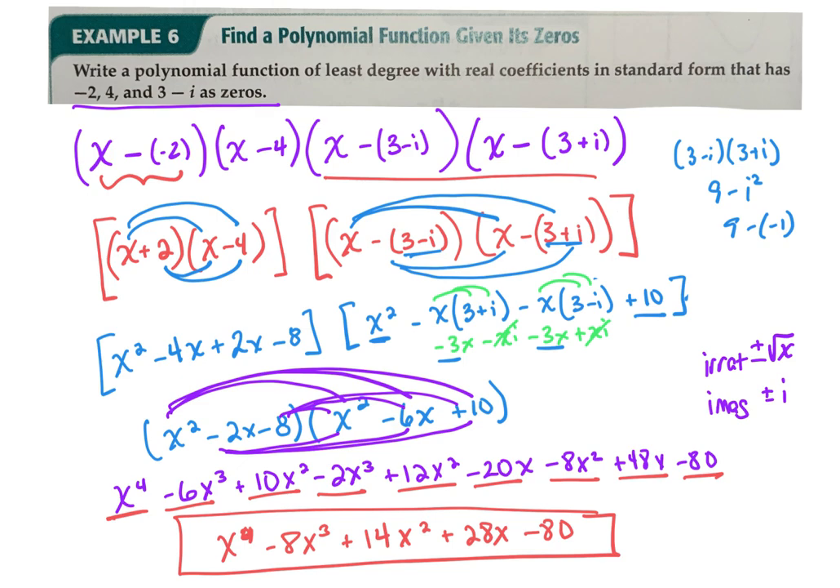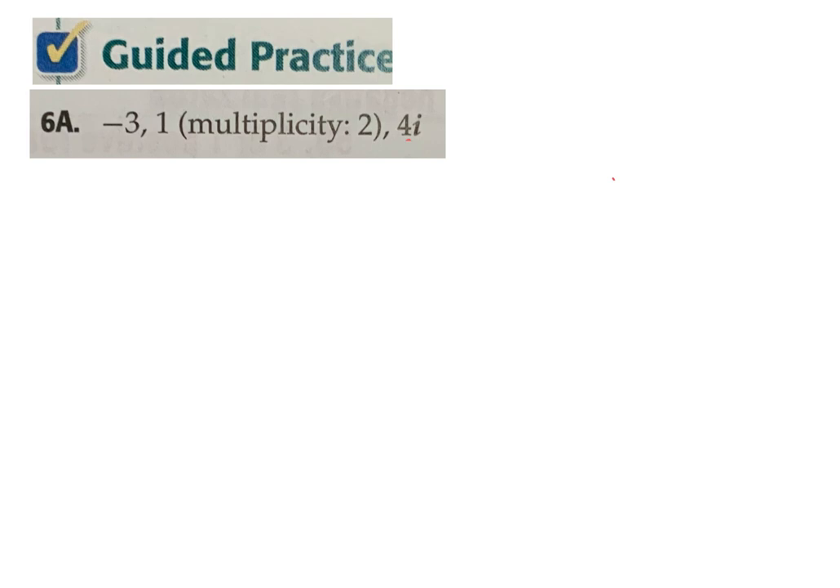All right? So I want you to try one of these. It has a 0 of -3, a 0 of 1 with a multiplicity of 2. So how many 1s are you going to have? 2 of them. And then 4i. So you need to consider 4i and -4i. So altogether, you're going to have 5 zeros here. 5 zeros. All right? So go ahead and find your polynomial.